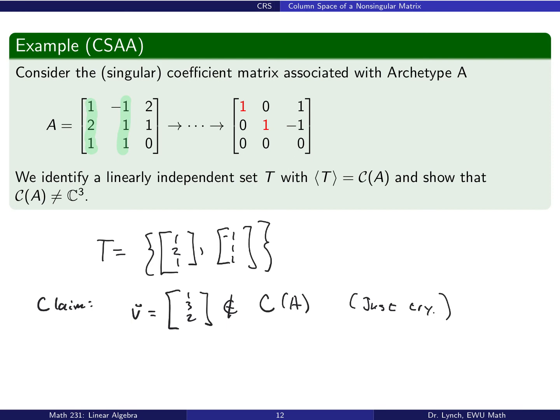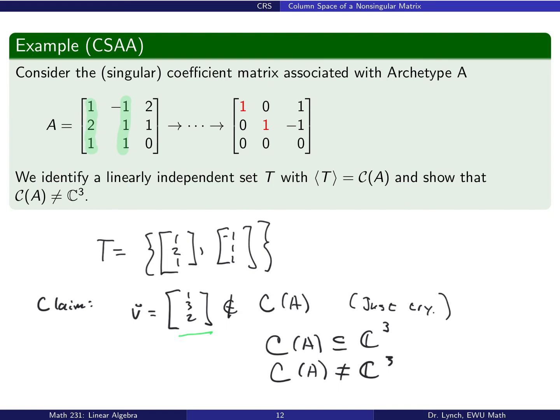I'm here today to tell you that the vector 1, 3, 2 is not an element of the column space. You can try. The way we would do that, of course, is cooking up a linear system, trying to write v as a combination of the vectors from T. That linear system is inconsistent. The take-home message here is that although the column space is a subset of C3, the column space is not equal to all of C3. There's an element in C3, for instance this element v, that's not in the column space, so there are missing elements.